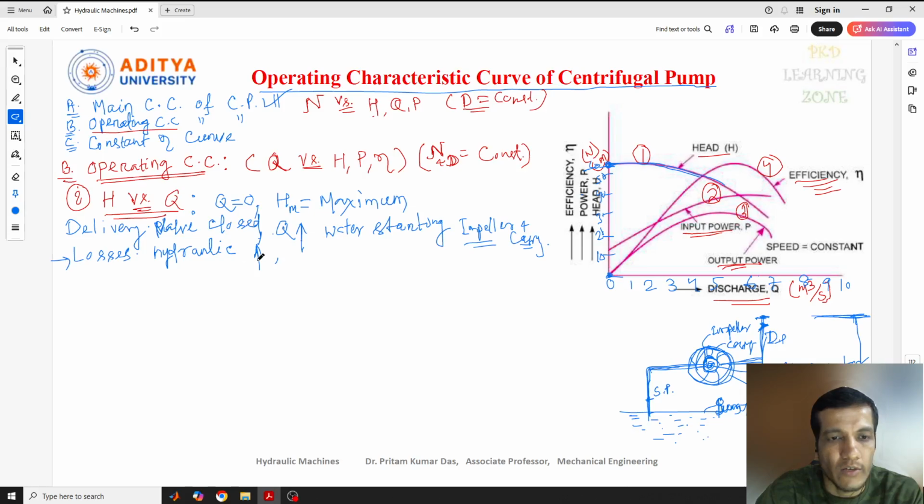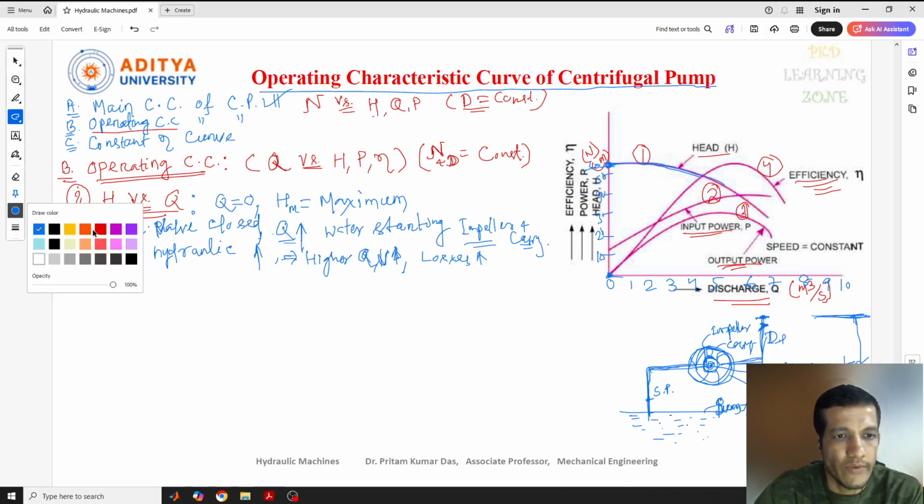One more point: when we talk about higher discharge, the velocity should also be higher. At higher velocity there will be more losses. So the losses are also high. That's why we get a declining curve, or decline plot, at this point.